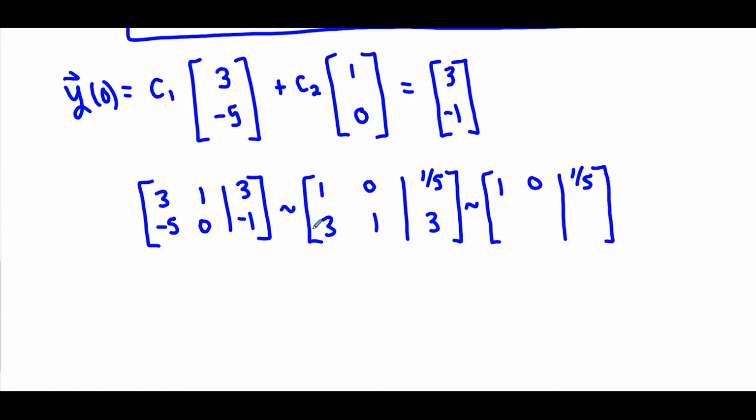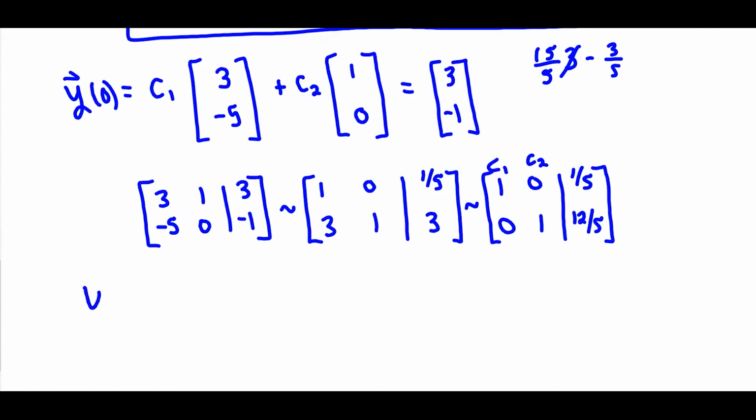So I've got 3 minus 3 is 0. 1 minus 0 is 1. And I've got 3 minus 3/5. So 3 minus 3/5. 3 is 15/5 minus 3. So it's going to be 12/5. So there's C1 and C2.